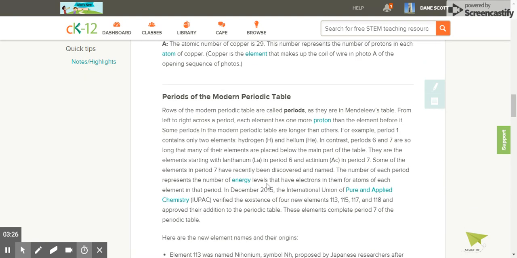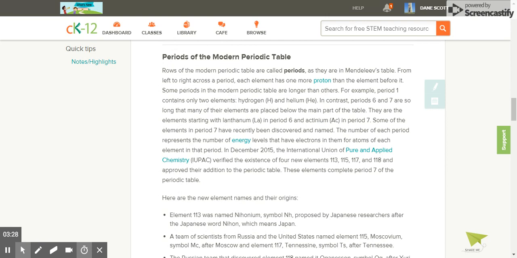Periods of the modern periodic table. Rows of the modern periodic table are called periods, as they are in Mendeleev's table. From left to right across a period, each element has one more proton than the element before it. Some periods in the modern periodic table are longer than others. For example, period 1 contains only 2 elements, hydrogen and helium.